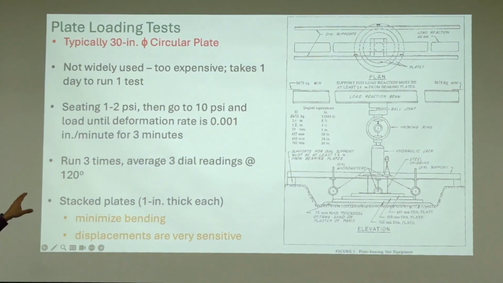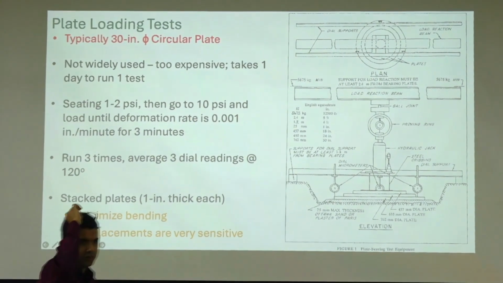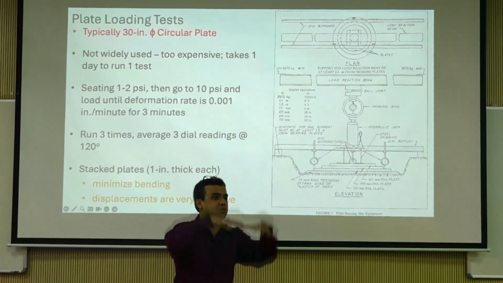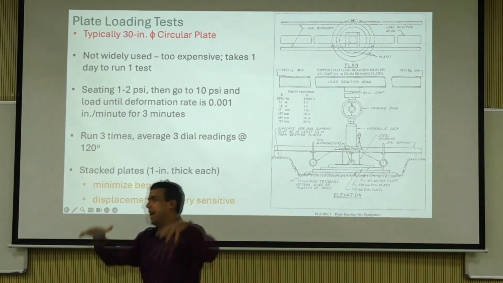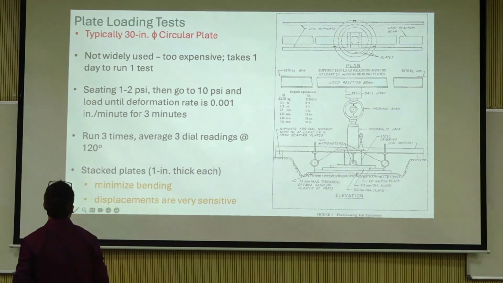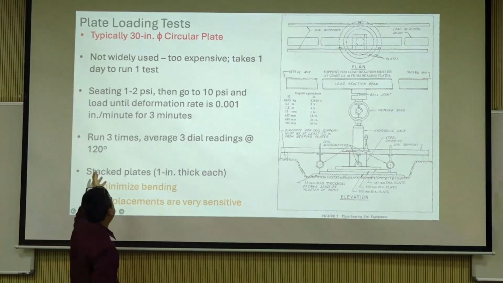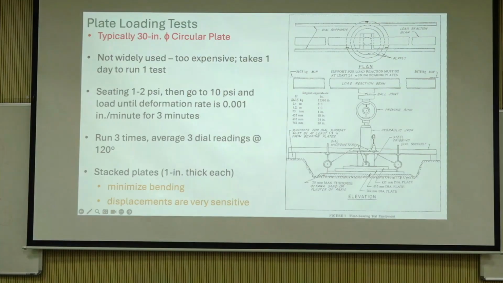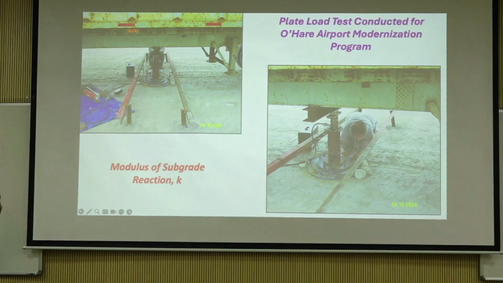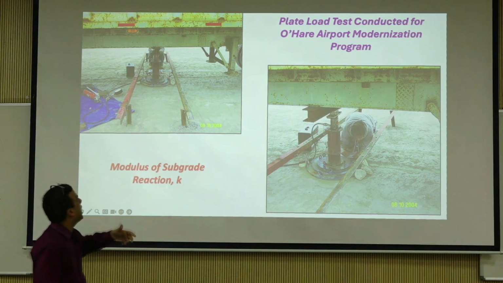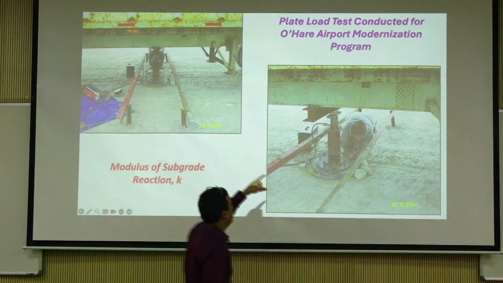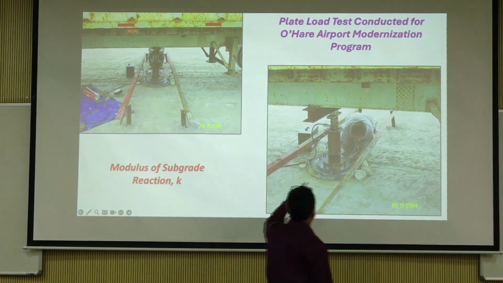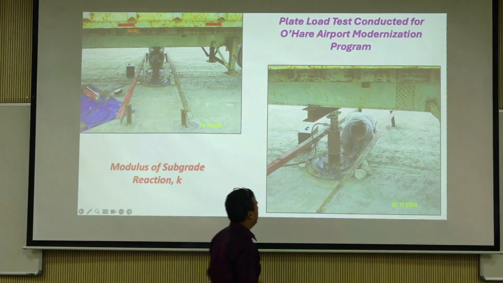It's too expensive. It's very time-consuming because you need to mobilize a truck, and you have to have a reaction frame basically. It takes quite a lot of time. It's not very quick, but when you are doing airfield pavements, this is an example. When I was a grad student, the Chicago O'Hare Airport was undergoing the modernization program back in 2004, and they were doing this kind of testing.